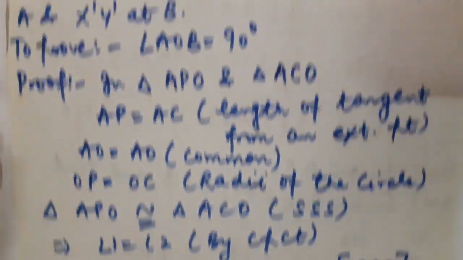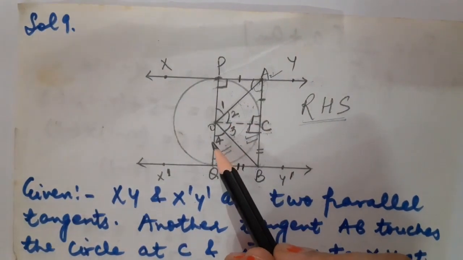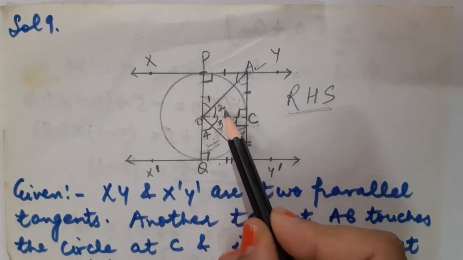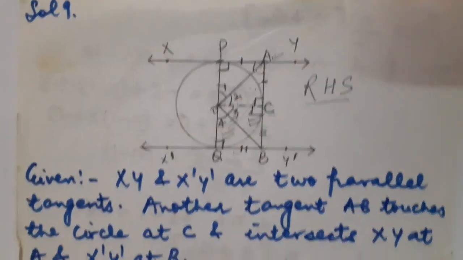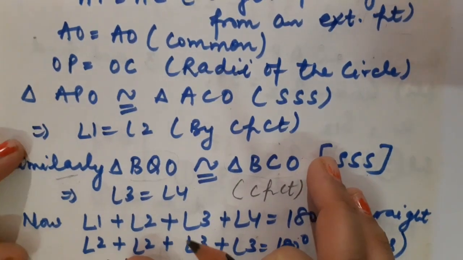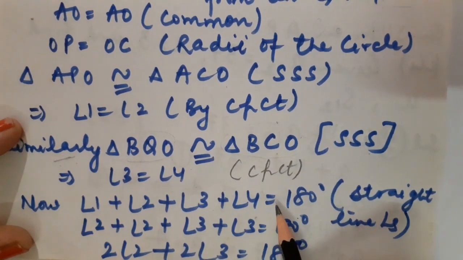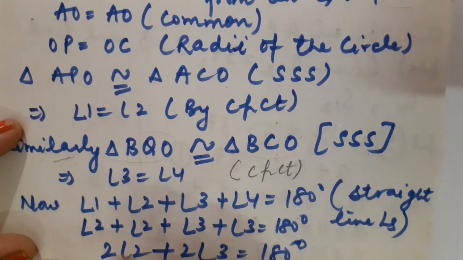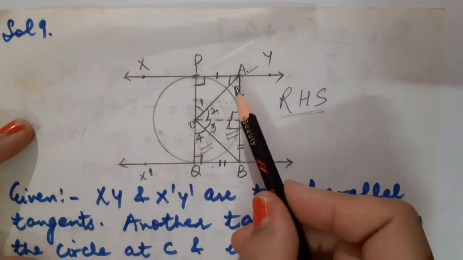Fine. Now just have a look. This angle 1 plus 2 plus 3 plus 4. This is straight line angle. They all are forming straight line angles. So means their sum must be 180 degree. Have a look. Angle 1 plus angle 2 plus angle 3 plus angle 4 is equal to 180 degree straight line angles. And children, as I have to prove angle AOB, please have a look.